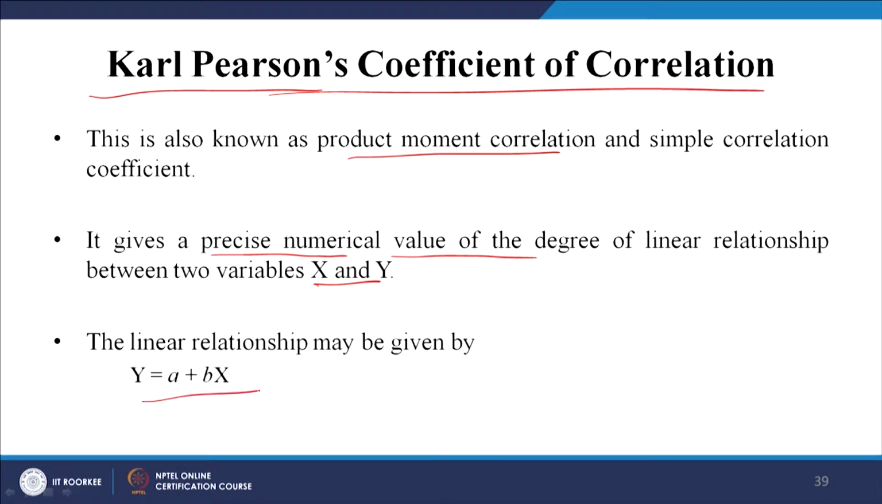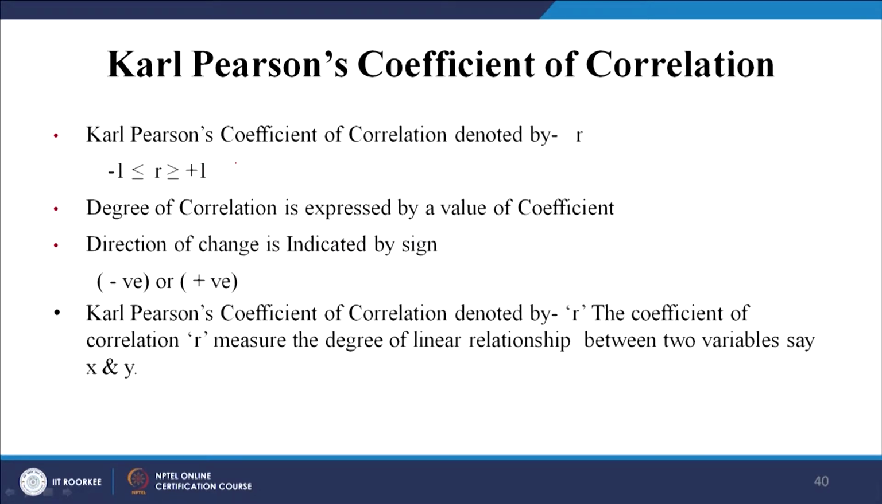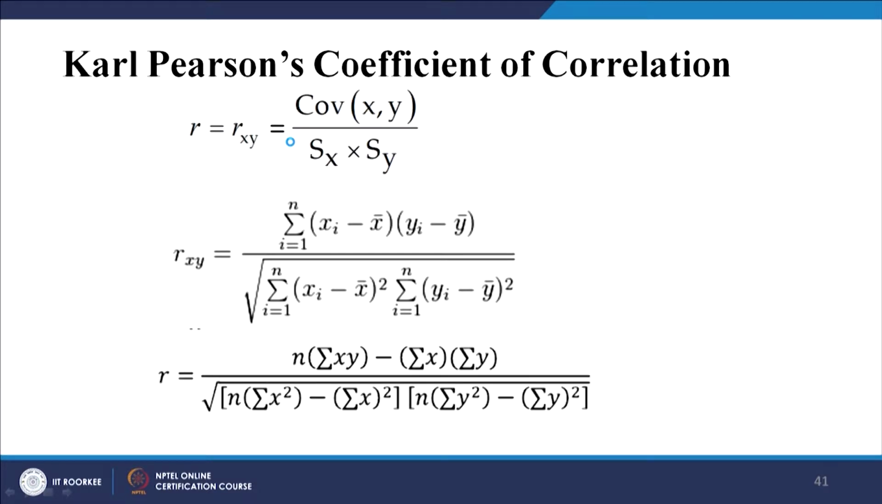And this relationship may be given by a regression equation, which is y is equal to a plus b of x, where a is my intercept, b is my slope, okay, and x being my independent variable. As I said, it lies between -1 to +1, right. Okay. So, this is the formula.